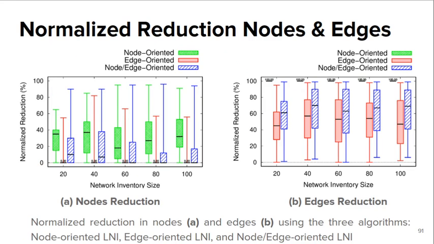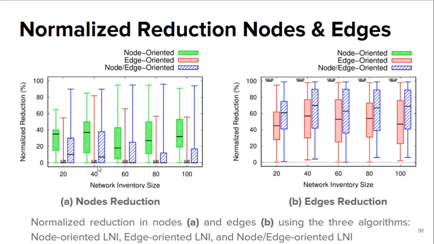This figure shows the normalized reduction of nodes and edges with different network topology sizes. As we can see, the node reduction by the node-oriented LNI algorithm achieved the highest values, and its edge reduction is 100%. This is because the node-oriented LNI algorithm only considers nodes supporting the CPU constraint, and edges are discarded.